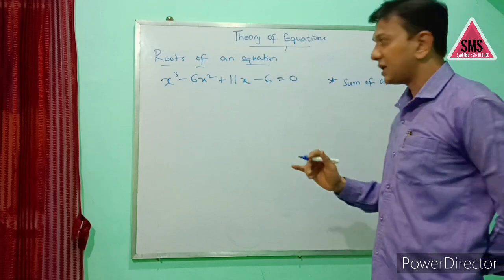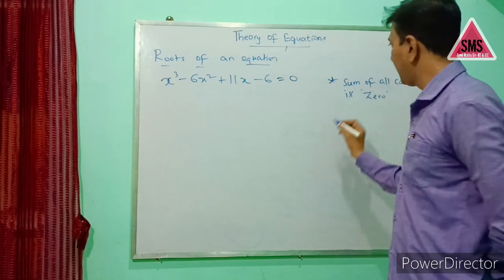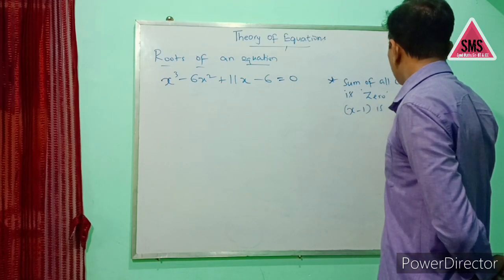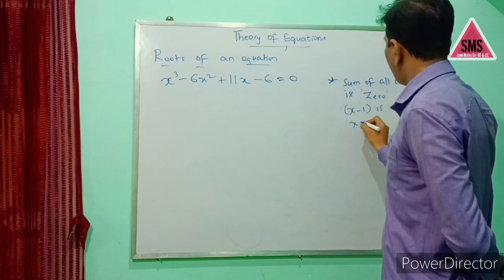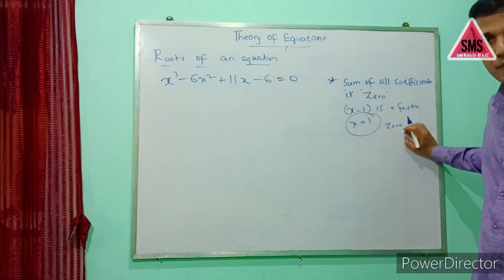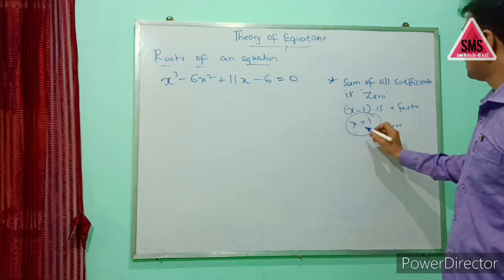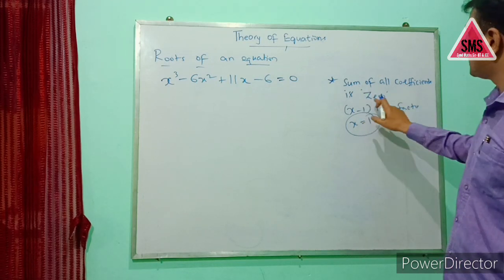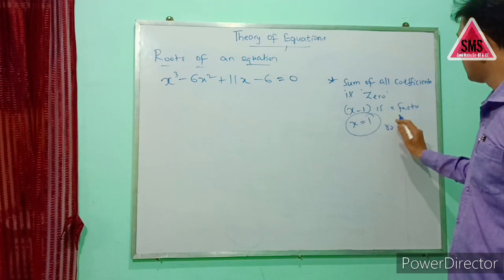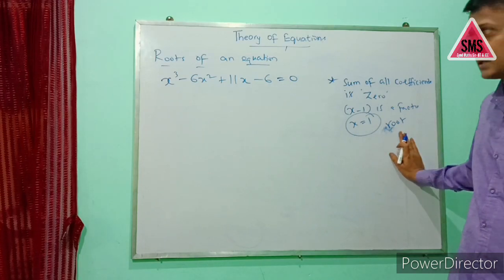if the sum of all coefficients is 0, then x minus 1 is a factor, or x equals 1 is the zero of that polynomial or root of that equation. Understood? If the sum of all coefficients is 0, then x equals 1 is the root. Since we are discussing an equation, we call it a root. x equals 1 is the root of the equation.